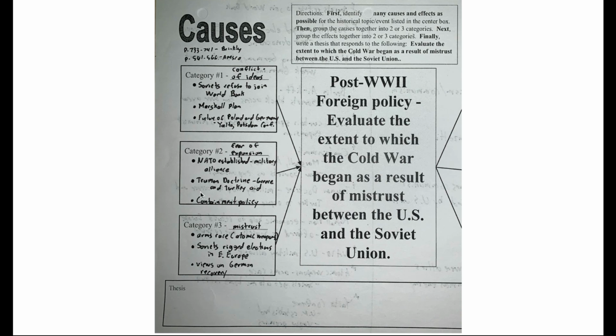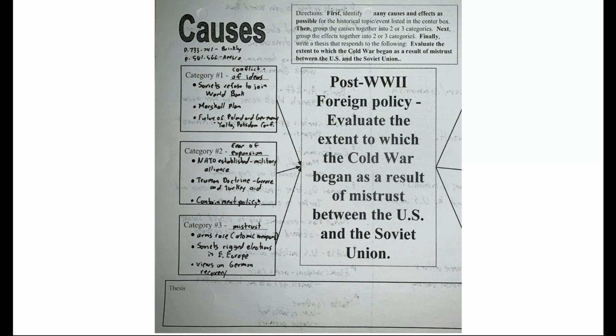A second area where we saw the fear of expansion was in the Truman Doctrine. So Greece and Turkey had these revolutions going on that were communist supported. And so Harry Truman announces that the United States will support democracy wherever it is. And they give $400 million in aid to Greece and Turkey to prevent those two countries from falling to communism. So again, this is preventing the expansion of the Soviet Union.